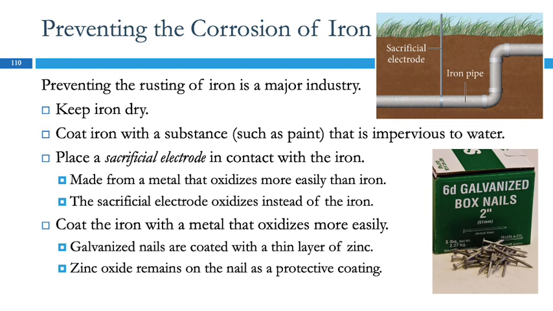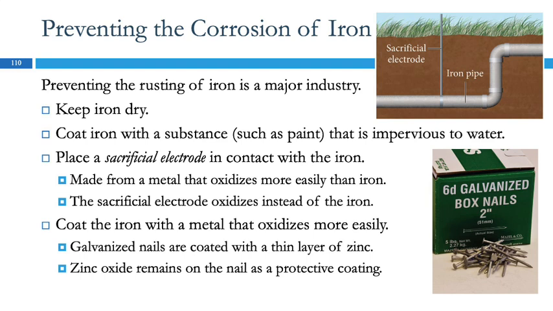Another way is to put a sacrificial electrode in contact with the iron, and this is an illustration of that. So we have an iron pipe here, and we don't want the iron pipe to rust, so we're going to connect the iron pipe to something that will oxidize more easily than the iron. And so it's like, no, here, have this one instead. It's the sacrificial electrode, right? Now, eventually, the sacrificial electrode is going to rust away, and you'd have to replace it, but that can work.